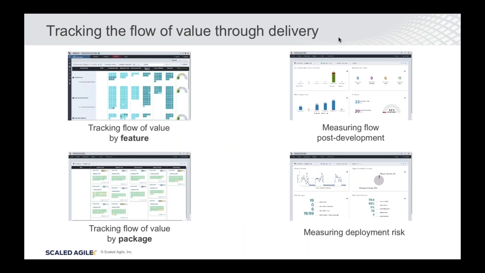Now, Lee, this ties back to everything we've been talking about. I mean, if we can't measure it, if we can't track it, then all the things that I've been talking about in the mistakes and in how to improve this don't work, right?